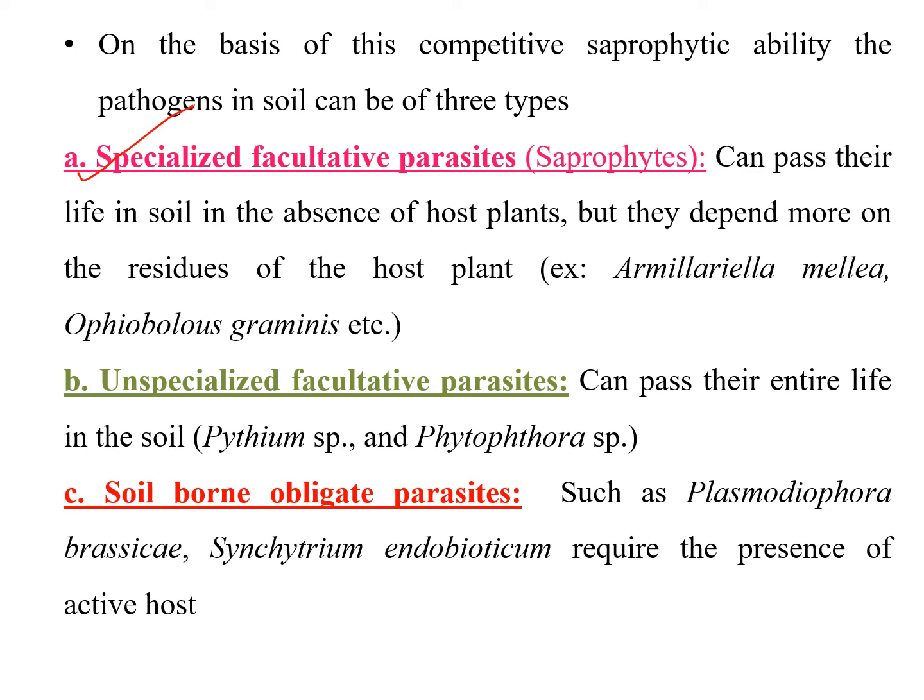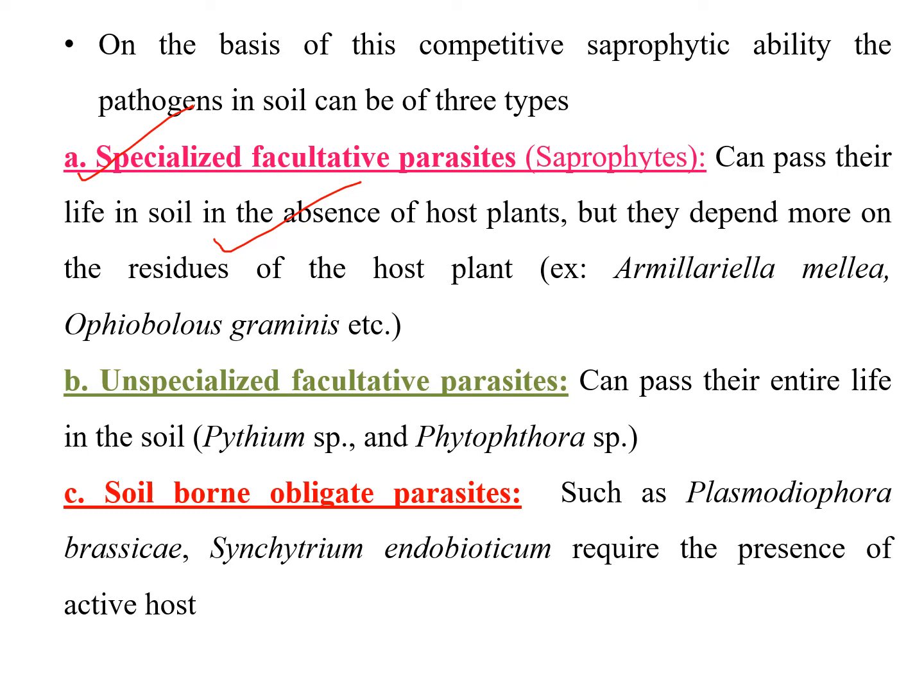So they can pass their life in the soil in the absence of host plants. That means they can lead the saprophytic life cycle, but they depend more on residues of the host plant. That means they require the residues of the host plants. Whatever remnants are there in the soil, they depend on those residues. Example, specialized facultative parasites are Armillaria mellea and Ophiobolus graminis.